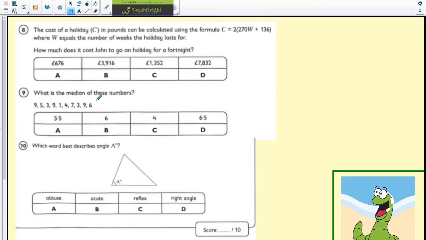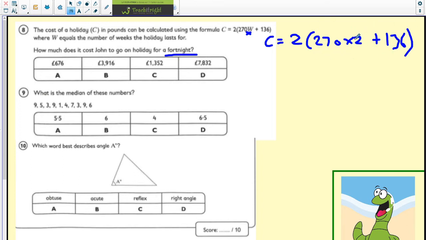The cost of a holiday C in pounds can be calculated by the equation cost equals 2 times 270 times W plus 136. W is the number of weeks. So a fortnight is 2 weeks. So I can do some substitution. My cost is going to be 2 times 270 W, that means times by 2. Can't just write the 2 in. There's always a times in there, something you've got to remember, got to learn. Plus 136.